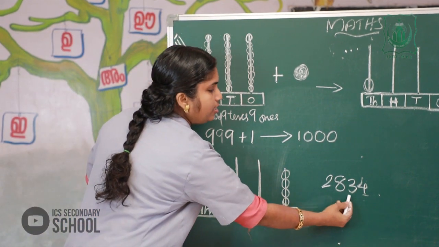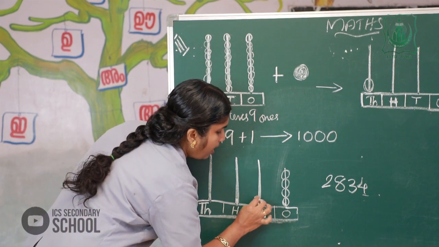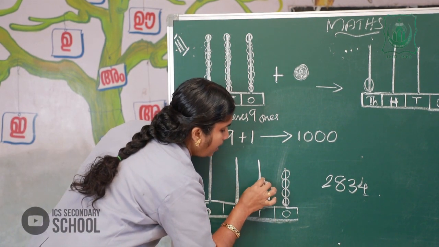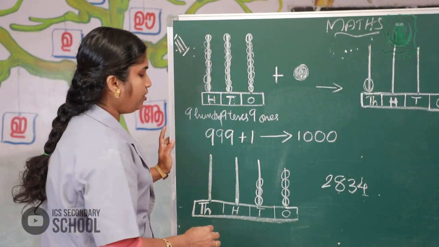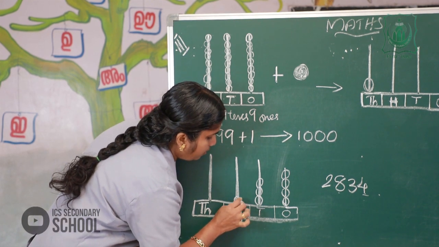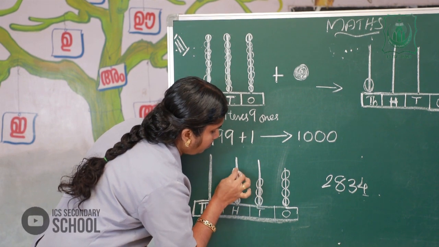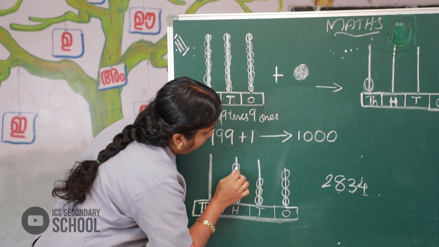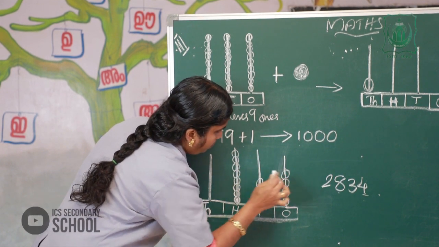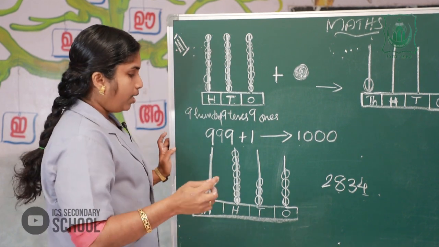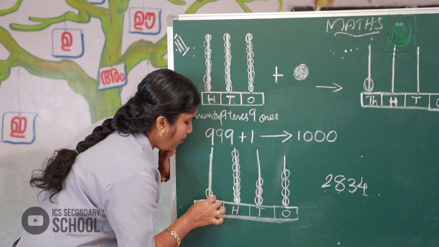Okay, in the next position, 10 place, we get the number 3. 10 place 3: 1, 2, 3. Next, the 100 place, we get 8. Number 8, we fill 8 beads on it. In the 1000 place we get the number 2. So we add 2 beads on it.